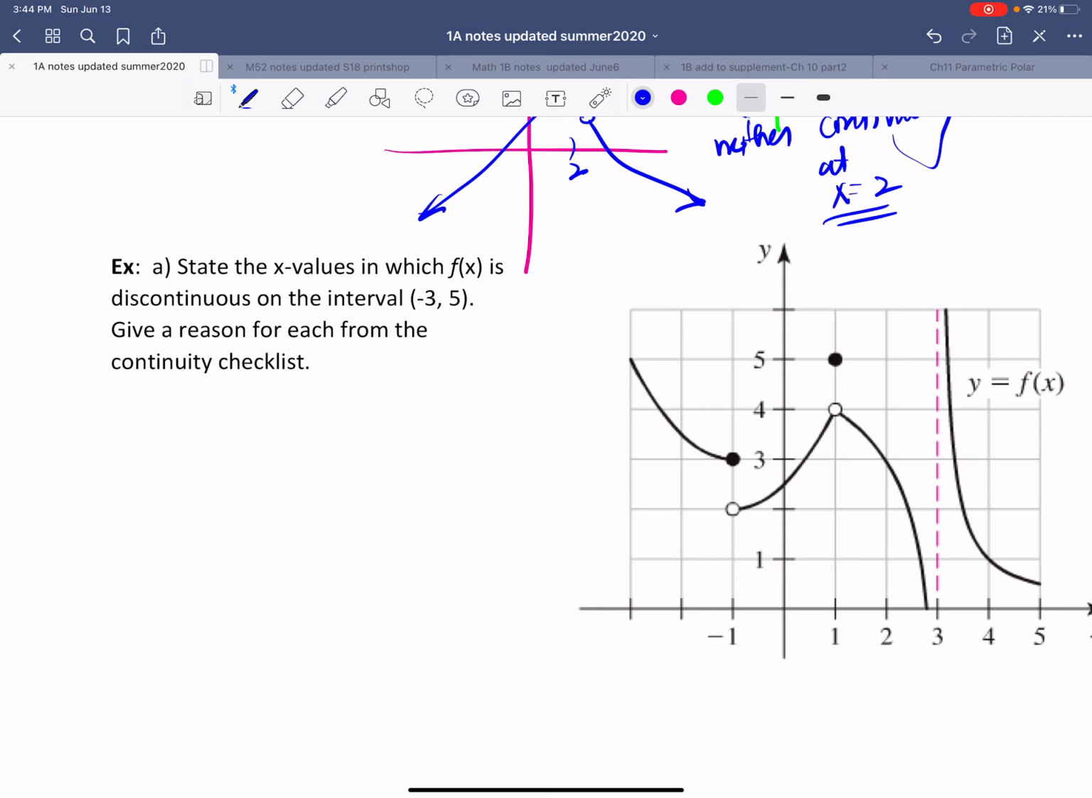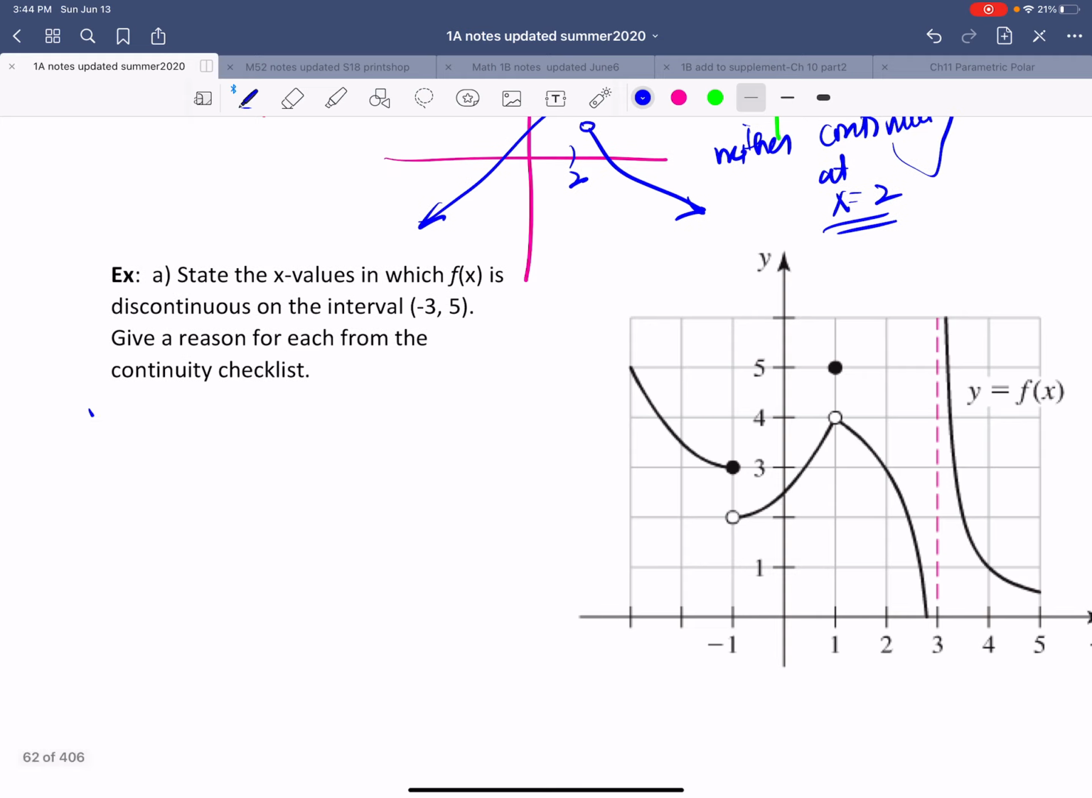All right, state the values of x at which f of x is discontinuous on the interval -3, 5. Give a reason for each from the continuity list. So here, check out at what points we do have discontinuity. It looks like we have discontinuity at x equals 1.